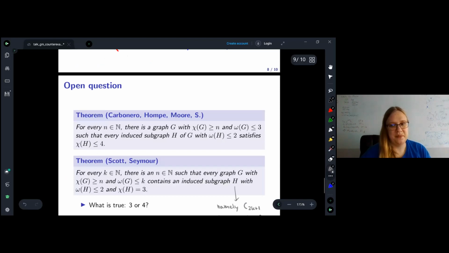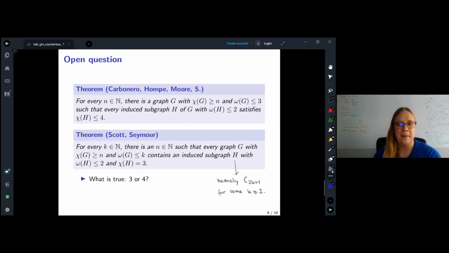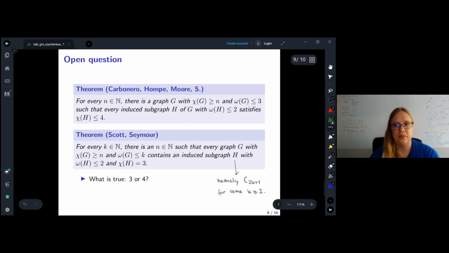So let me tell you one more question and then finish with this part. So these are the bounds we get. We have a graph with arbitrarily large chromatic number and its clique number is 3, and any triangle-free induced subgraph has chromatic number at most 4.